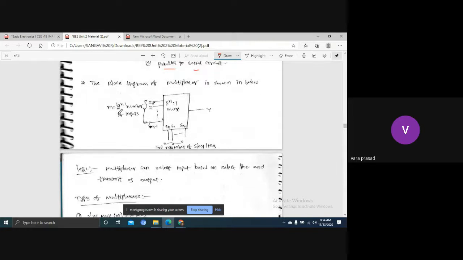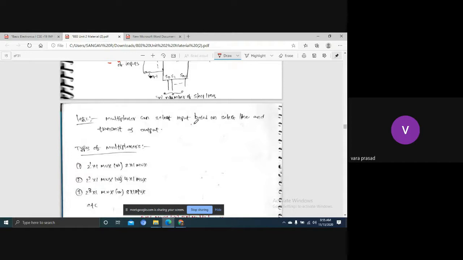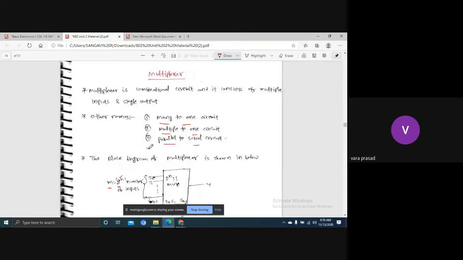If there are m inputs, that can be 2 power n, and this n is the number of select lines. The multiplexer selects the input based on the select lines and transmits it as output. These select lines select the input and transmit it as output. That's why it is also called a data selector.